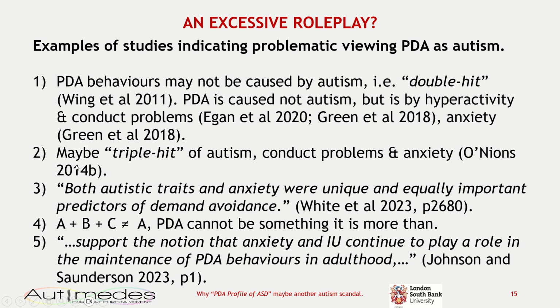Some studies have suggested that PDA is autism plus co-occurring difficulties. So, Anita et al. 2014b suggested it's a triple hit of autism, conduct problems, and anxiety. And White et al. suggested that both autistic traits and anxiety are unique and equally important predictors of demand avoidance.